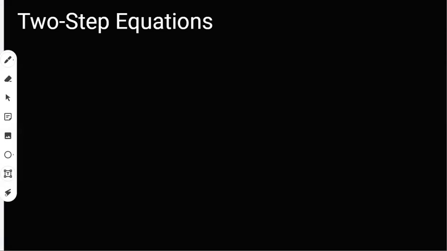All right, so we're doing two-step equations. That means that every single equation that we do from this point on can only be solved in two steps. Not one, not three, it's going to be two. So here's the first one that we're going to do. So I've got 2x plus 5 is equal to 17. We're going to try this one first.